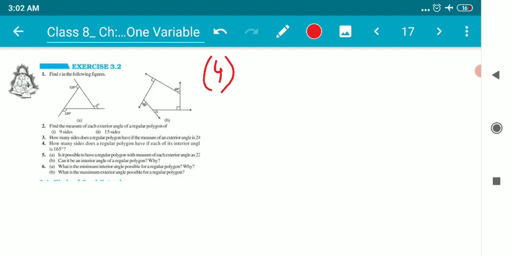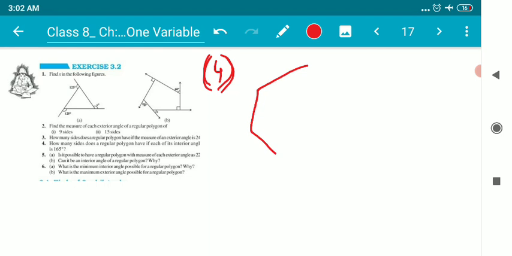Children, as I say every time to your class, reading the question and understanding the question is a very important part of doing maths, because until and unless you understand the question, of course you won't be able to solve it. So, how many sides does a regular polygon have if each interior angle is 165 degree?